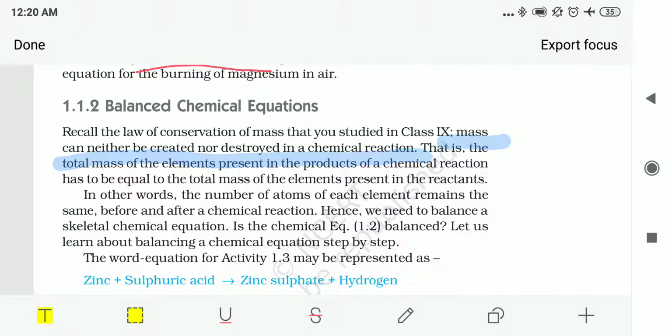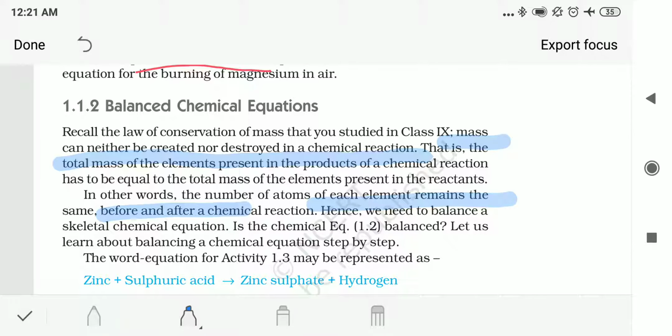It means the total mass of all the elements present on the product side of a chemical reaction has to be equal to the total mass of the elements present on the reactant side. So in other words, the number of atoms of each element remains the same before and after a chemical reaction. Hence we need to balance a skeleton chemical equation.